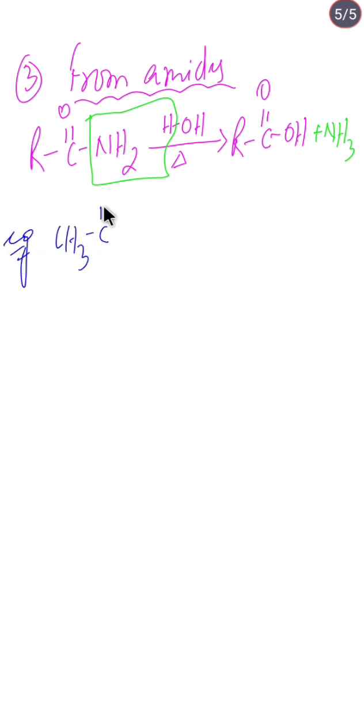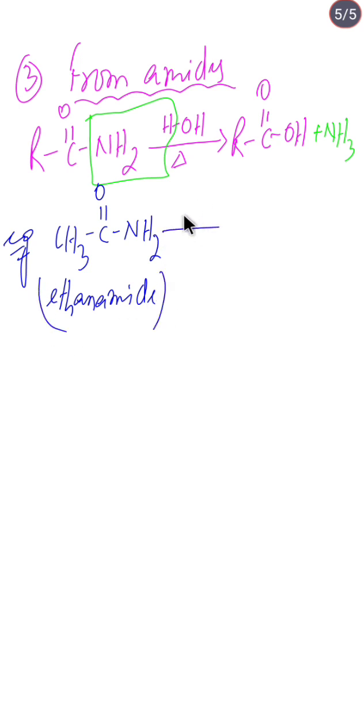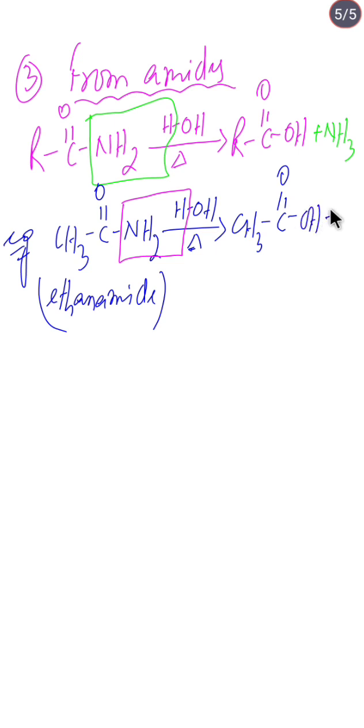Simple example. I'm just giving this amide. This is called ethane amide. Okay, and this ethane amide is heated with water, then NH3 goes out to form CH3 C double bond O OH plus NH3. So this is our ethanoic acid.